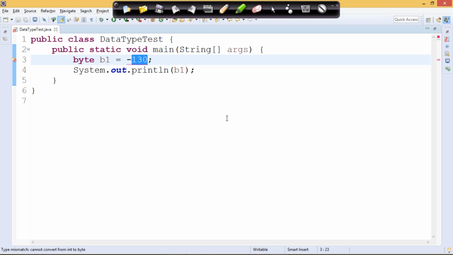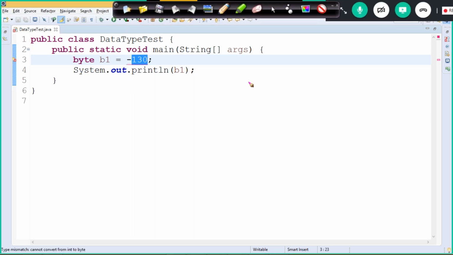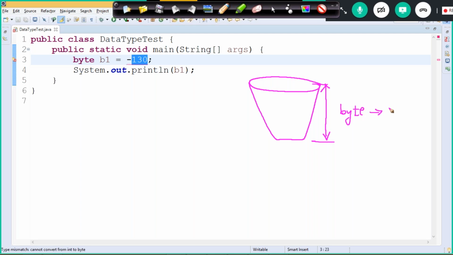Technically it is just like this, guys. B1 is a bucket. What is the capacity of this bucket? The capacity of this bucket is byte. What is the capacity of byte? 1 byte, nothing but, let's say, 1 liter. This is 1 liter.